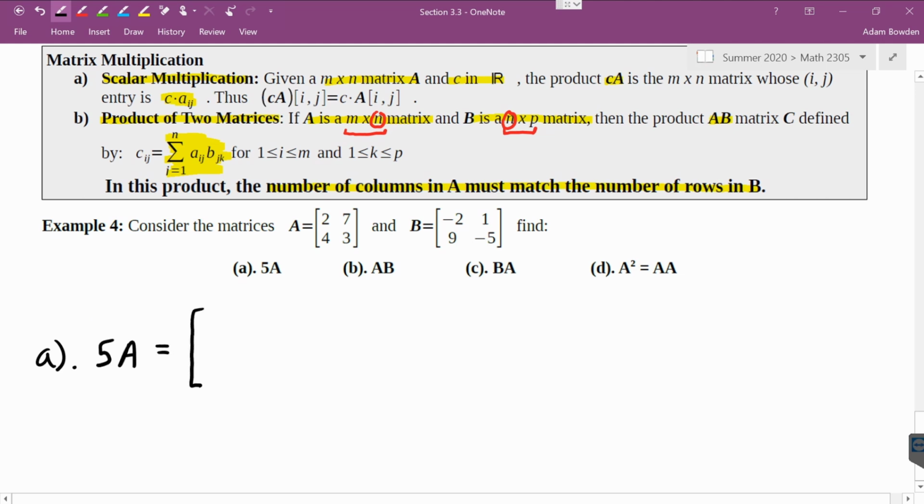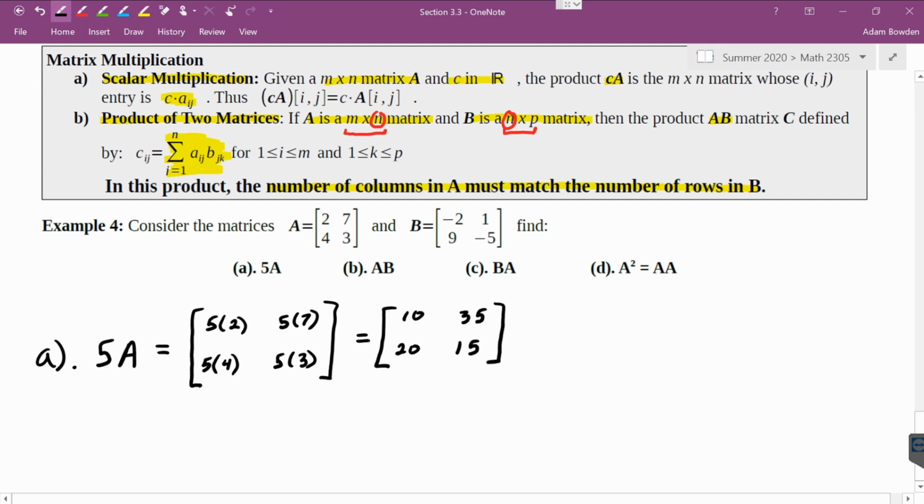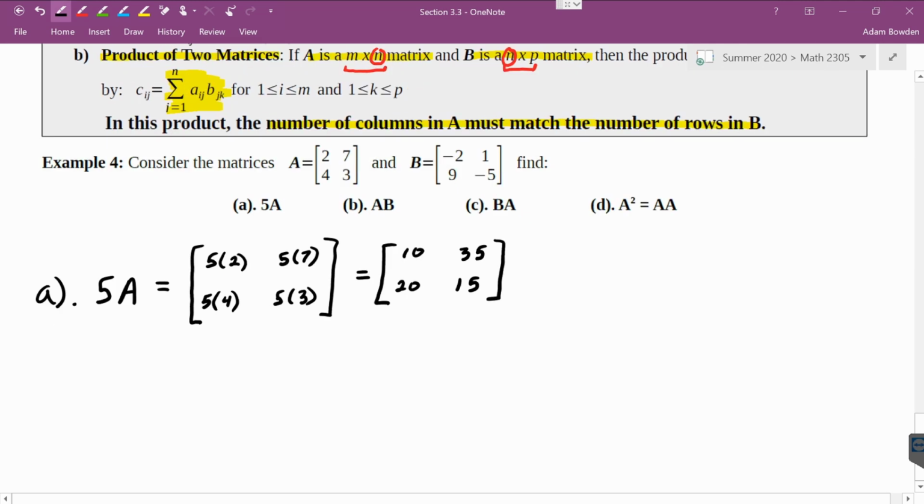This means we're just going to take each entry in the matrix and multiply it by 5. So that would look something like 10, 20, 35, and 15. So that's simply scalar multiplication.